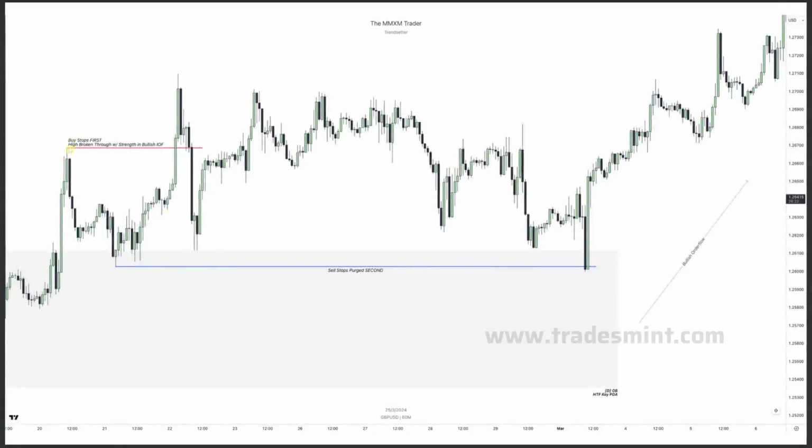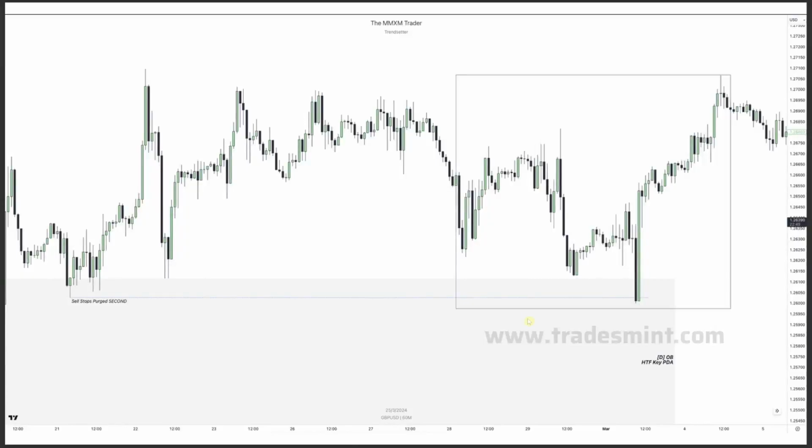Right, we start off with this range high and this range low, right? We can see buy stops are being taken out first over here, and notice how that high gets broken through with strength, right? So that indicates bullish institutional order flow. Now we want to pair up those buy stops with sell stops, right? So we're going to outline our range low down here, and we're going to purge that second. Now after we purge the second one, the sell stops, we're going to focus in on this piece of price action over here because we want to catch that low resistance liquidity run, right?